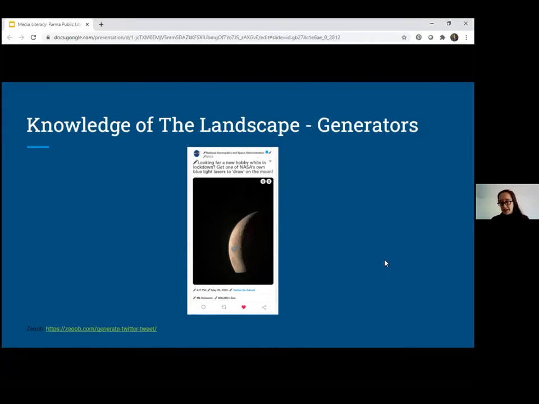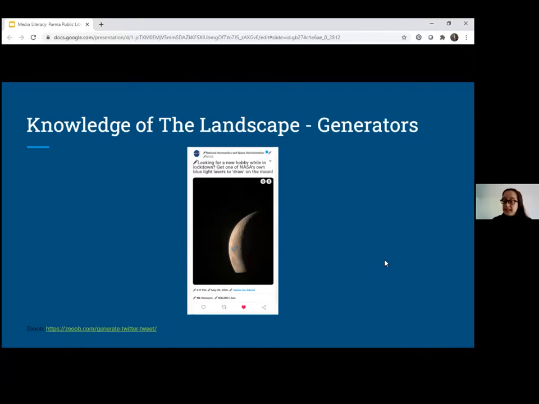So the first is generators. So this is a post by NASA. Their logo is very tiny, but you can see it there. And it says, NASA, looking for a new hobby while in lockdown? Get one of NASA's own blue light lasers to draw on the moon. And you can see there's a tiny little heart on the moon right there. And this is a Twitter post. And it has that little blue circle, which usually means that it's a verified account, like, oh yes, this is actually NASA, it's not a fake account.